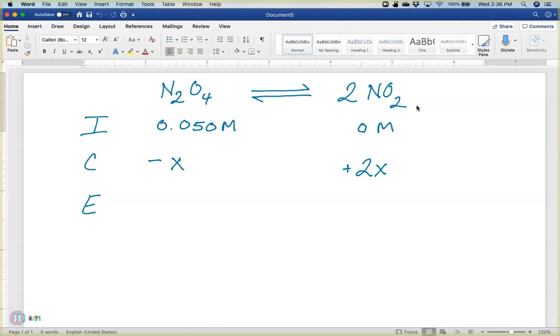If I add up my initial and my change, I'll find that my equilibrium concentration for N2O4 is this: what I started with minus whatever I lost. And my equilibrium concentration of NO2 will be whatever I started with, which is 0, plus anything that was created. So at this point I've technically finished the ice table, but I haven't answered my final question. I have an expression for the final concentrations of NO2 and N2O4, but what I really need to find is a numerical value. I don't want an equation.